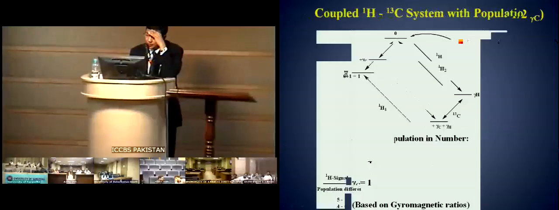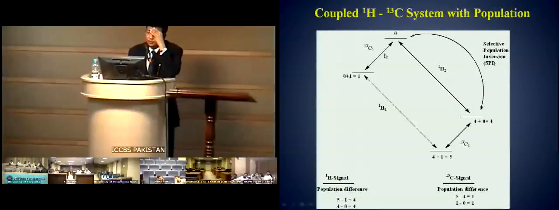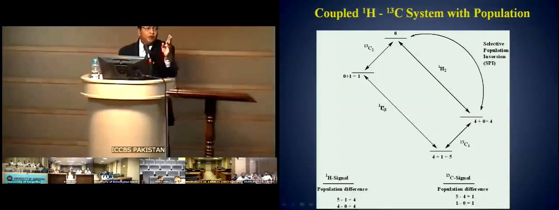This is what it is: 5, 4, 0, 1. Difference between 5 and 4 is 1, right? And difference between 1 and 0 is 1. Difference between 5 and 1 is 4, and difference between 4 and 0 is 4. So the proton signal would be 4 times higher than the carbon signal.